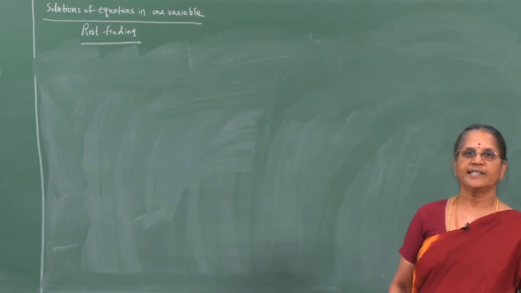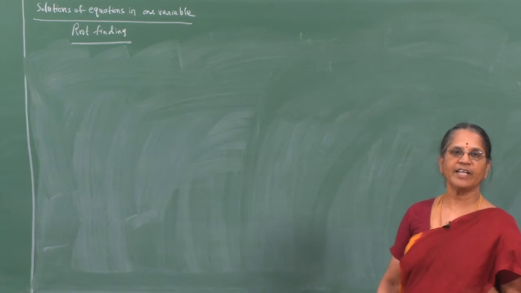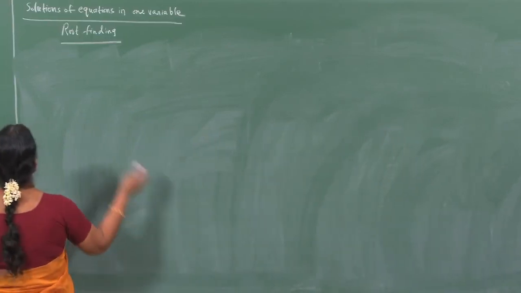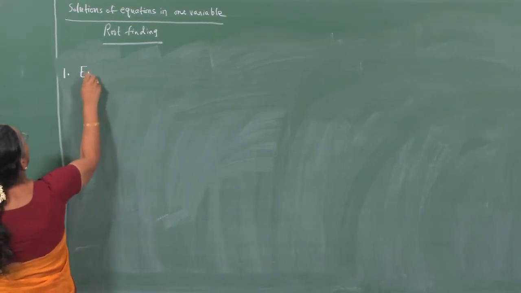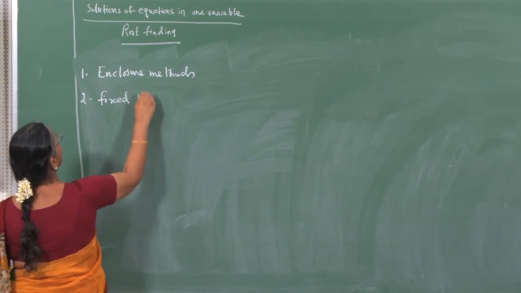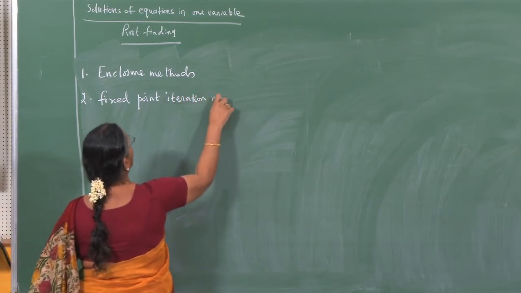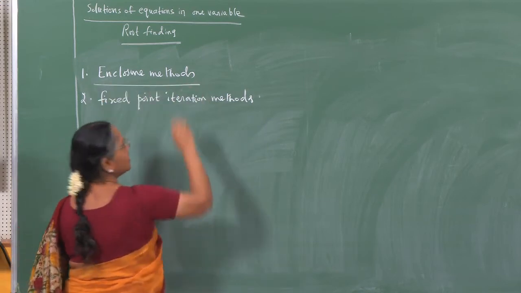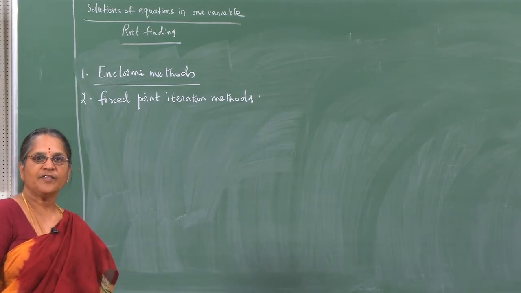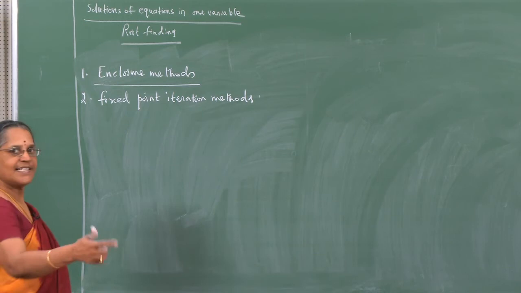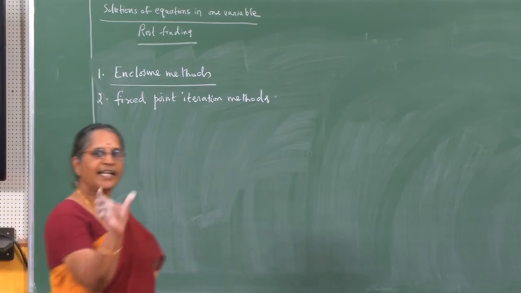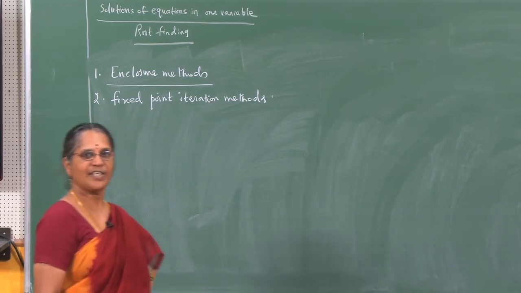We now move on to techniques for finding such a root of a given equation f of x is equal to 0, and the techniques belong to two categories, namely the methods are either enclosure methods or they are fixed point iteration methods. So, we shall first focus our attention on enclosure methods. The enclosure methods are based on the result from intermediate value theorem. So, let us just recall intermediate value theorem and see how the result given there helps us to find an interval that encloses a root of the given equation f of x is equal to 0.